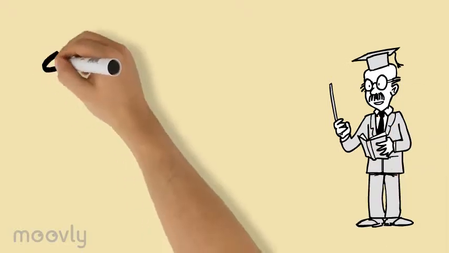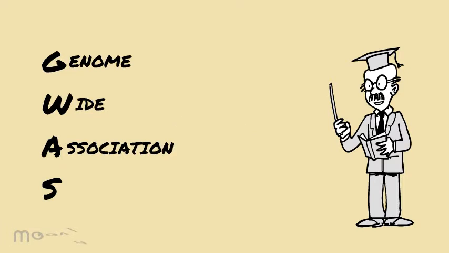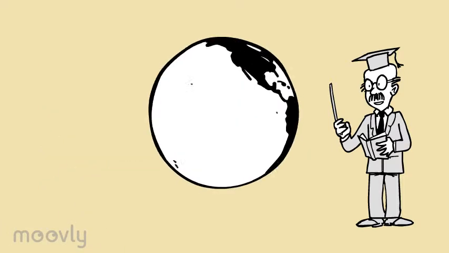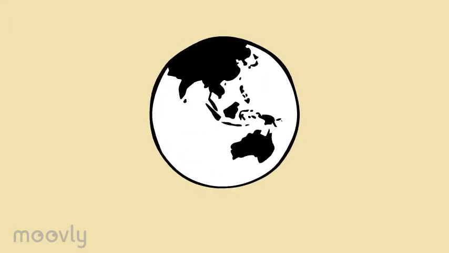The most recent studies on a large population scale use GWAS, or Genome-Wide Association Studies. Basically, GWAS is a large-scale analysis that aims to associate genetic mutations with common diseases. The way that a GWAS study is set up is like this.